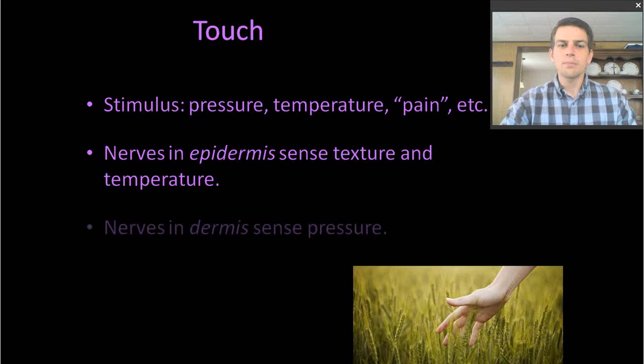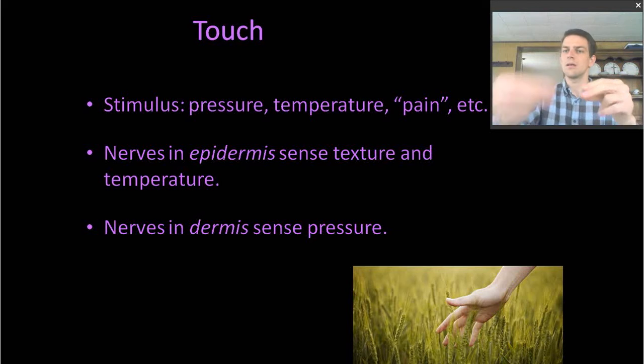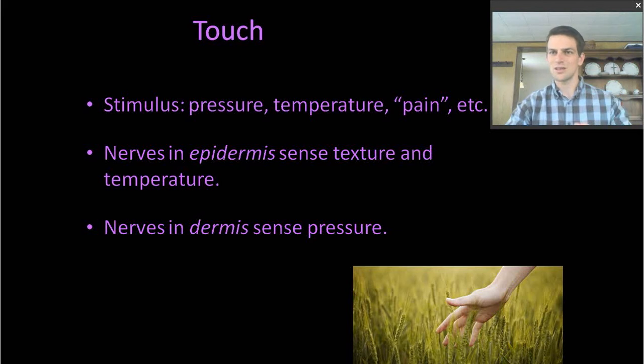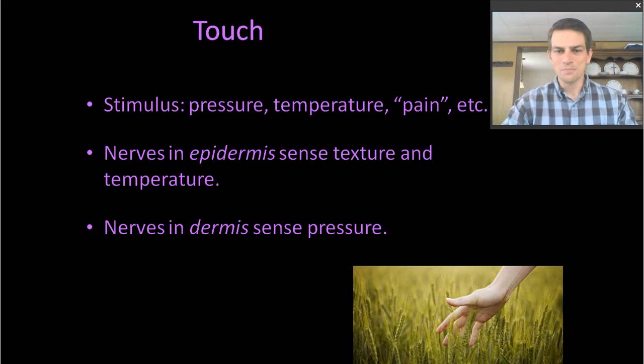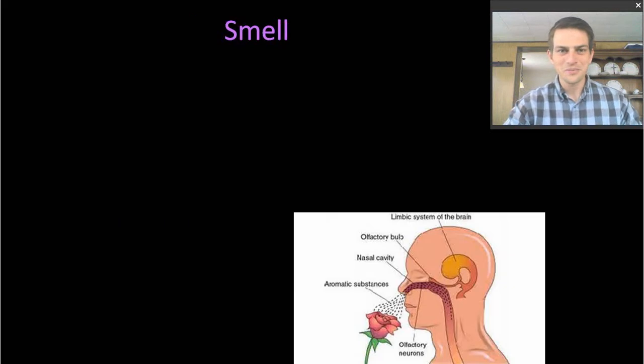But for something like pressure, we can have our sensory receptors for pressure in the dermis, which is below the epidermis in the skin. So it's deeper in, and that makes sense because when you're pressing, you're actually pressing all the way through the multiple layers of skin, so you feel it that way. So that is touch. And I don't have a diagram for you, but from your notes you should have a nice diagram of the different layers of skin and what they all do.